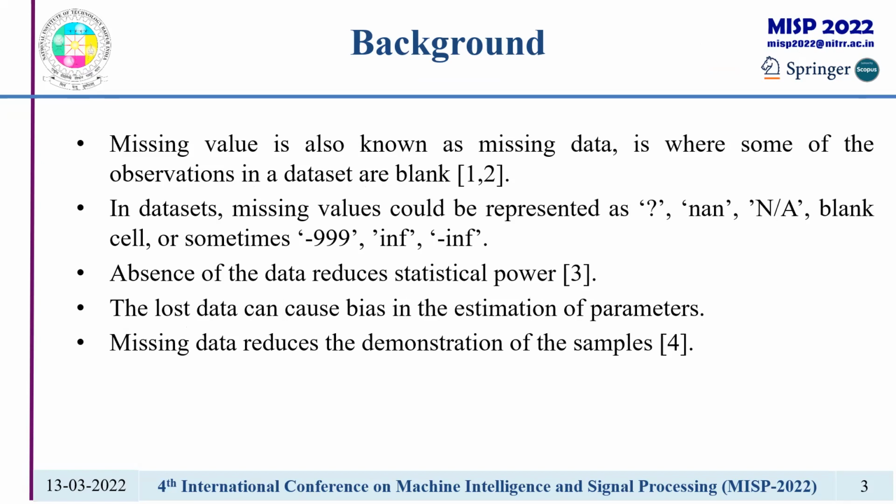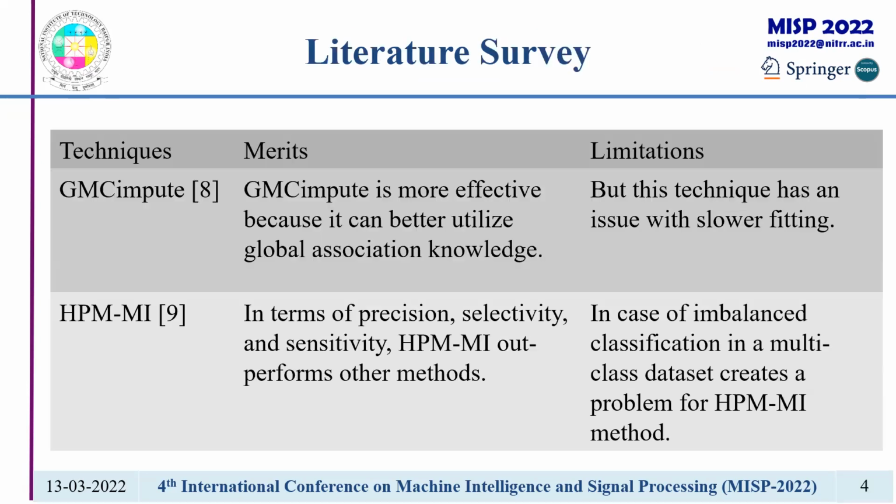Because of inaccurate measurement, missing values occur in the data set, and they could be represented as a question mark, NA, blank, and sometimes a negative value. The absence of data reduces statistical power, and the lost data can cause bias in the estimation of parameters. As a result, the results will be biased and efficiency will decrease. Missing data also reduces the representation of the samples.